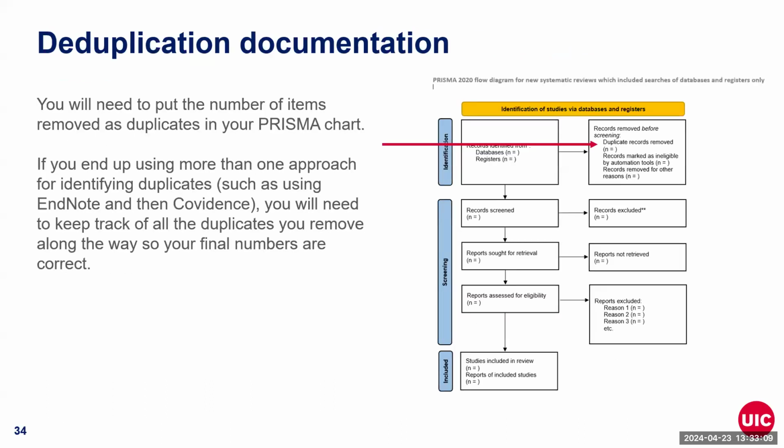So looking at the PRISMA chart, Covidence can create one for you, but it doesn't know about things that happened before content got imported. So if you use different approaches, you need to keep track, and you would need to edit that accordingly. Covidence will only know about the duplicates it found, not the ones that EndNote or RefWorks found before.